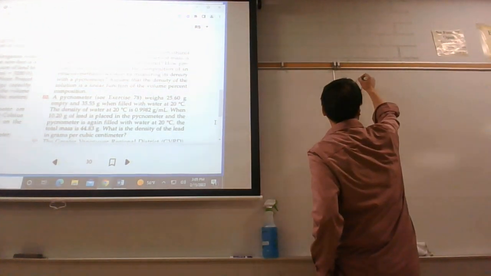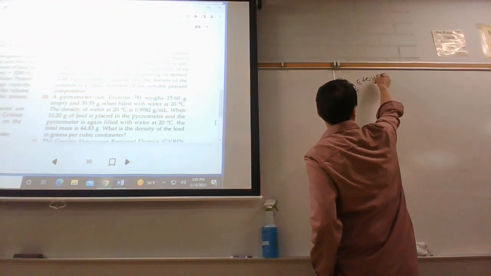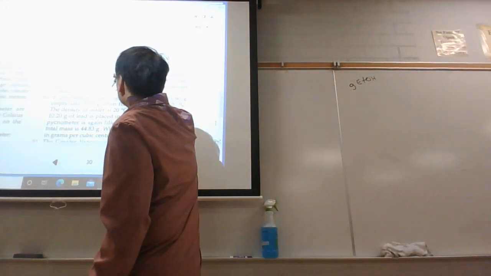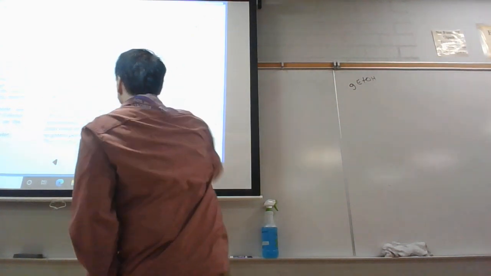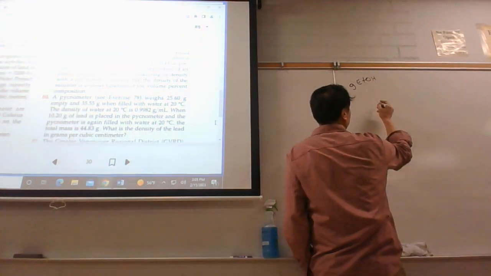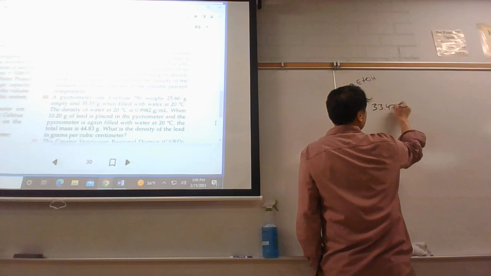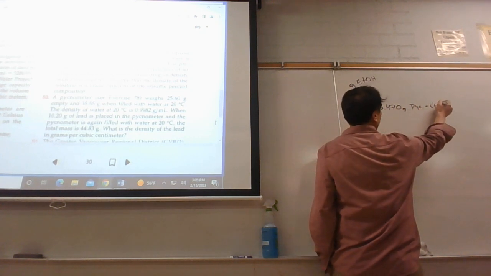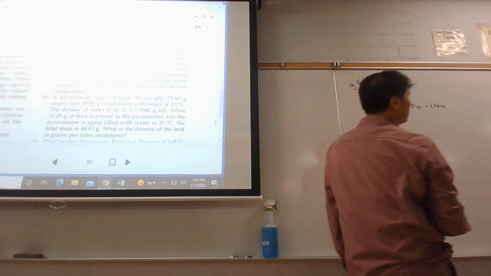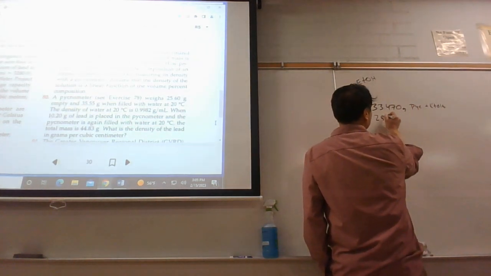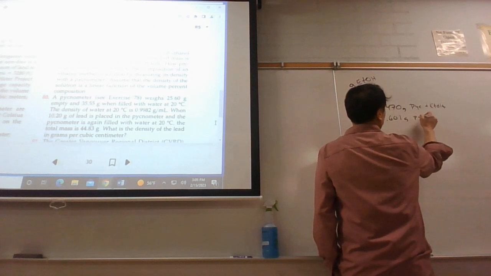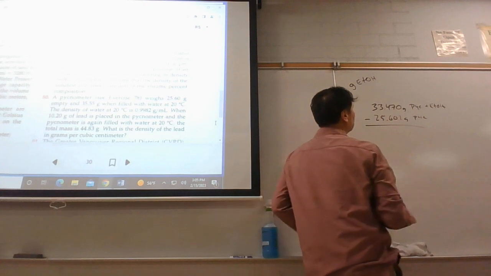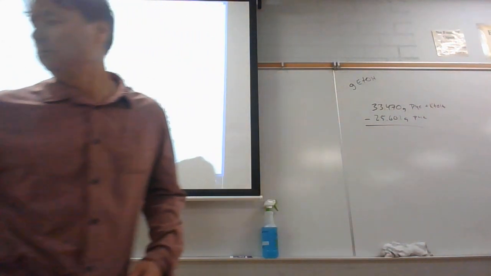And so we're going to go to grams of ethanol. Ethanol is abbreviated EtOH. When it's filled with ethanol, it's 33.470 grams. So 33.470 grams of pycnometer plus ethanol minus the pycnometer, which was 25.601 grams. We're allowed 3 decimal places, so this is why I line it up like this. And what does that come out to?